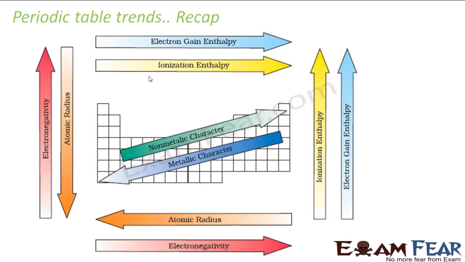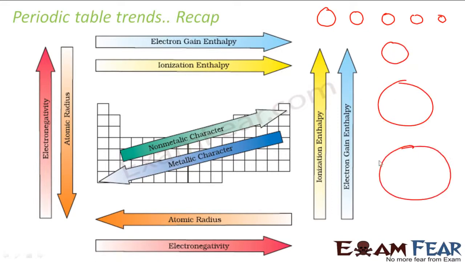The electron gain enthalpy increases as we go from left to right. Why? Because if you see, the atomic size decreases. And if you come here, the atomic size increases. This is across a period, this is across a group. So the moment you go from here to here, the atomic size decreases, so the electron gain enthalpy increases.